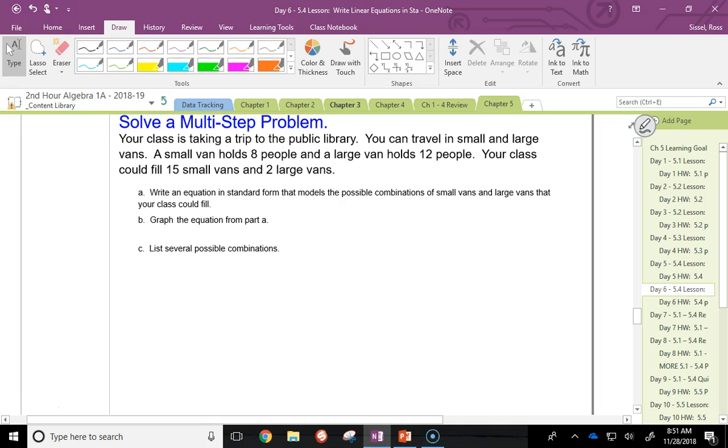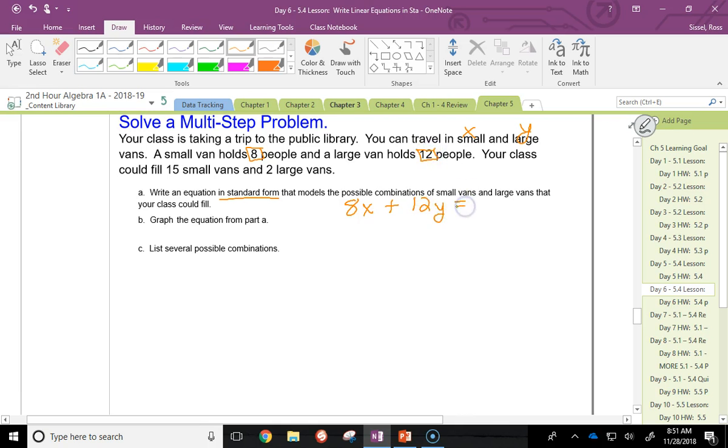Write an equation in standard form that models all the possible combinations of small vans and large vans that your class could fill. Okay, so here's the thing. I'm going to go ahead and say small vans is X and large vans are Y. This is how you solve story problems with this. You assign them variables. And to write my equation, if a small van holds 8 people, I'd have 8x. A large van holds 12.